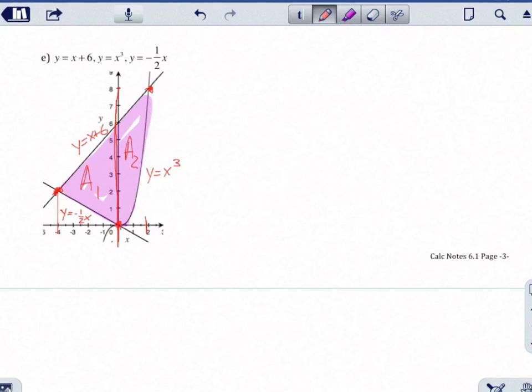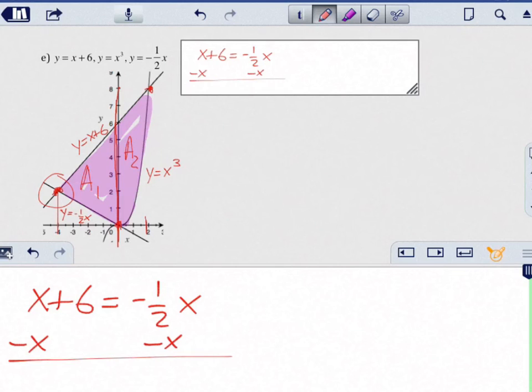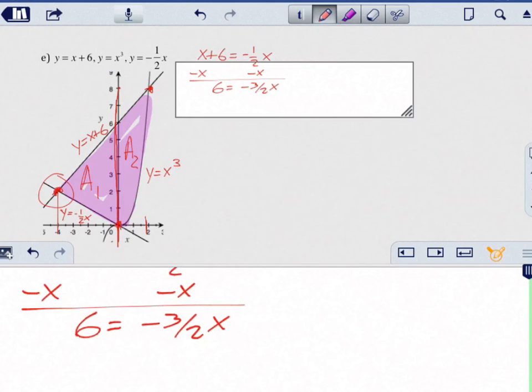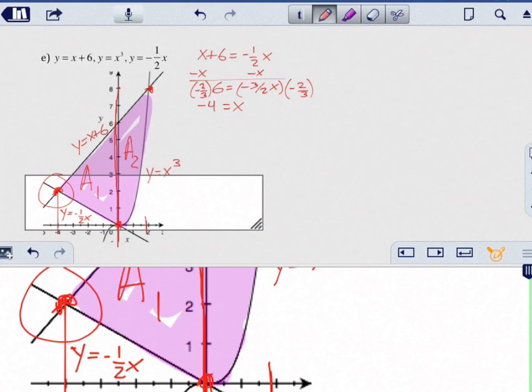So for this first intersection point right here, that is where x plus 6 equals negative 1/2 x. If we solve this, let's see, I can subtract x from both sides. We get negative 3/2 x. And if we multiply by negative 2/3, that'll take care of that. Okay, and that leaves me with negative 4 equals x. And it looks about right. So we have negative 4 there.